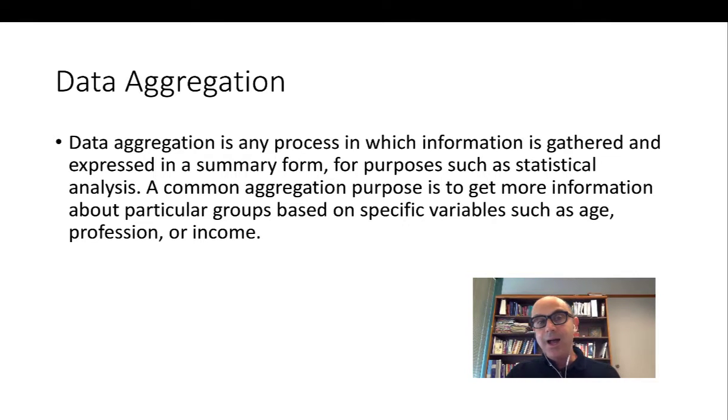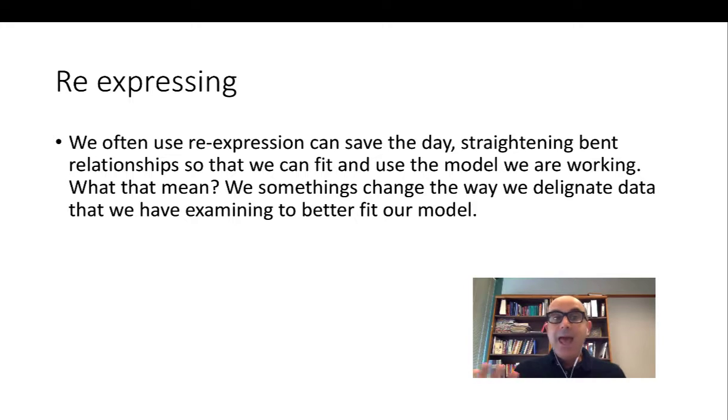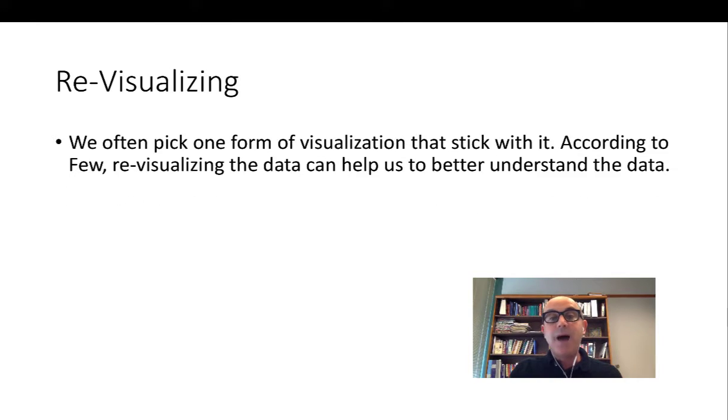Data aggregation is another element that is usually used, such as age, profession, or income. And re-expressing, what is it, can re-expressing save the day? What is the relationship? What does it mean? How can we sometimes change the way we deliver data? Can we examine it to better fit our model?